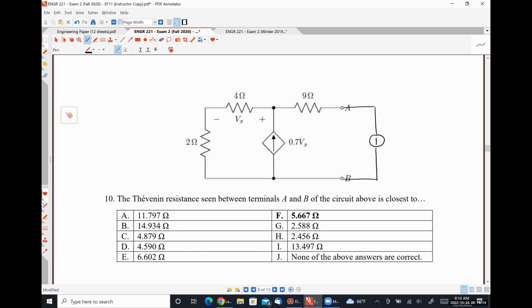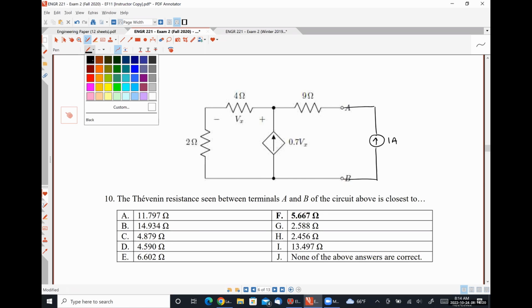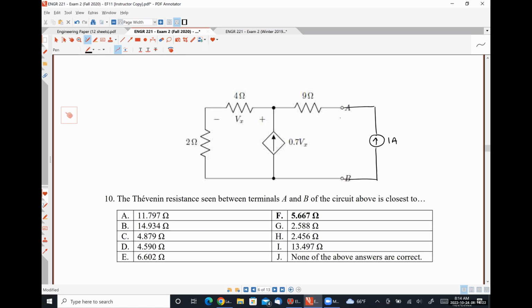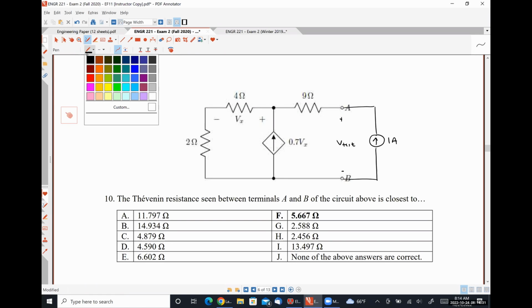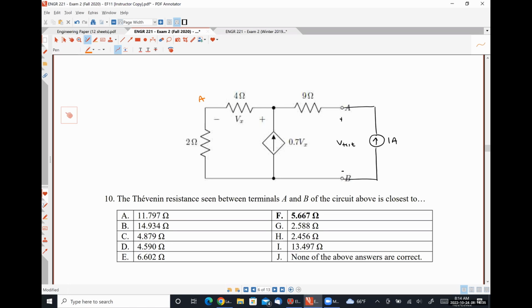I'll use a test current source. I want to see how this plays out. So I'm going to need to find this test voltage, and I'm going to make this node A, B, C, like so.